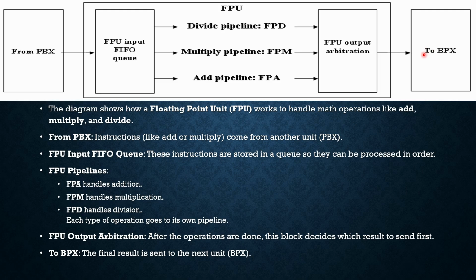I hope you have got an essential idea of what FPUs are, what the different Pentium processors are, what the different architectures we used are, what is meant by pipelining, and what is meant by branch prediction. Okay, thank you.